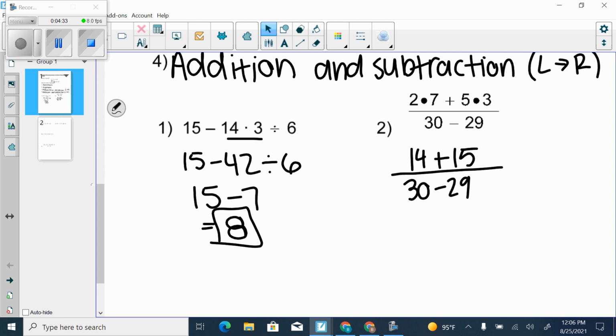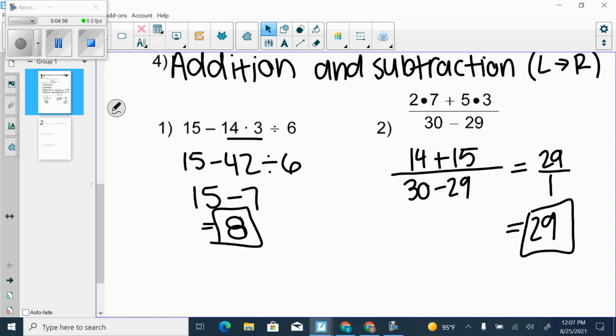At the top, okay. What is 14 plus 15? 29. Good. Over 1. Right. 29 divided by 1 is just 29. Very good. Okay.